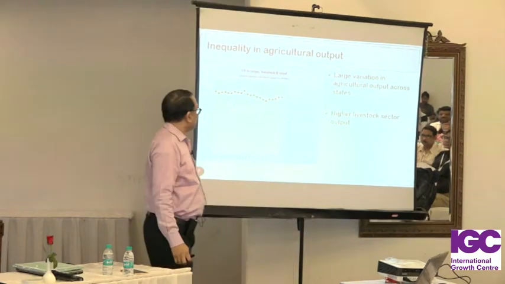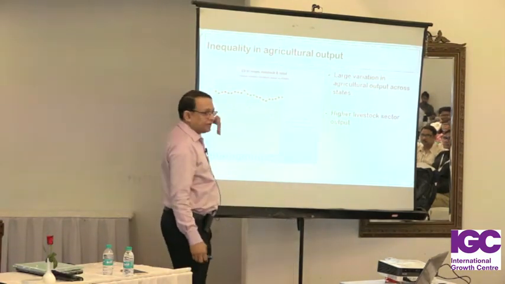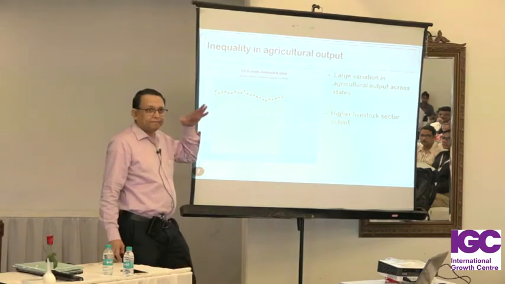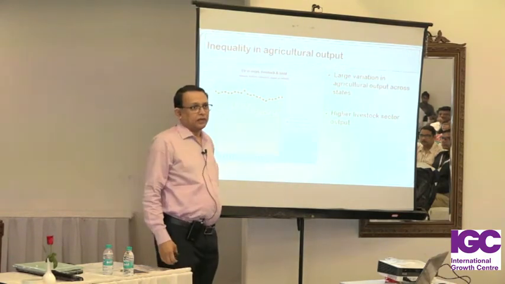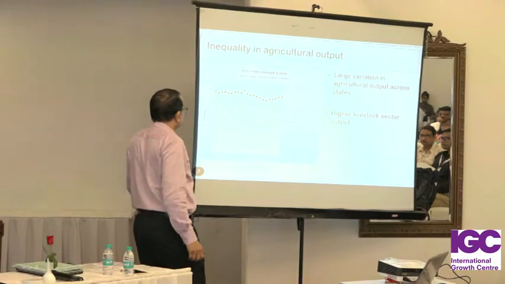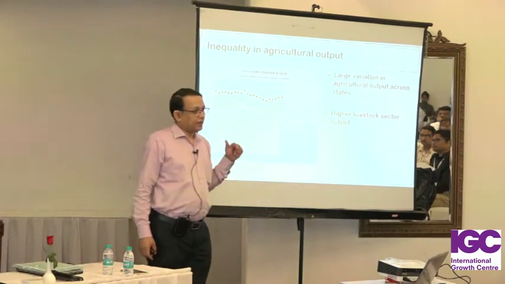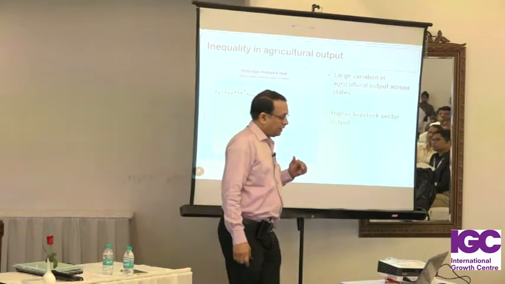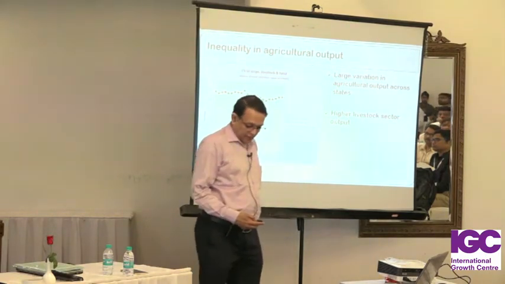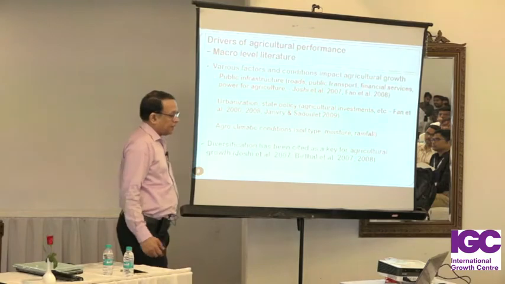Okay. So looking at the subsector, again you will find huge variation, that there's far greater variation in livestock output than in crop output, okay. So that's another feature that you will find.